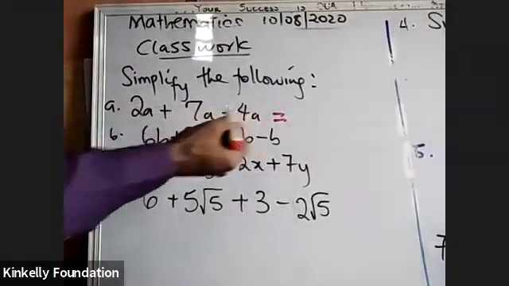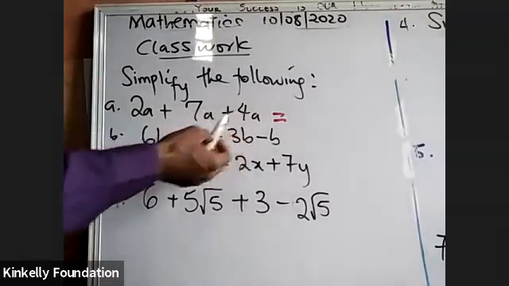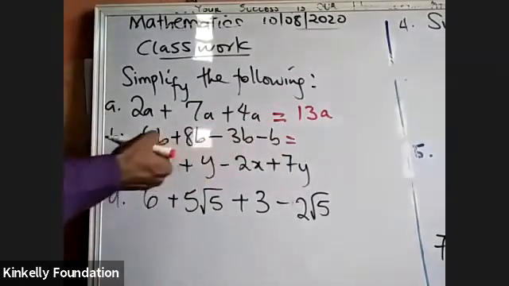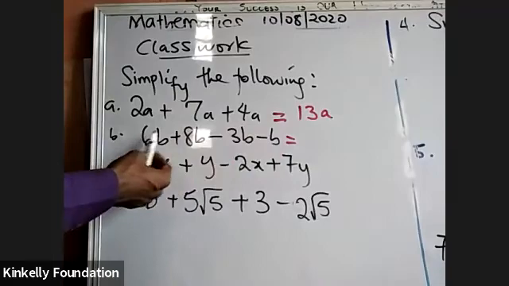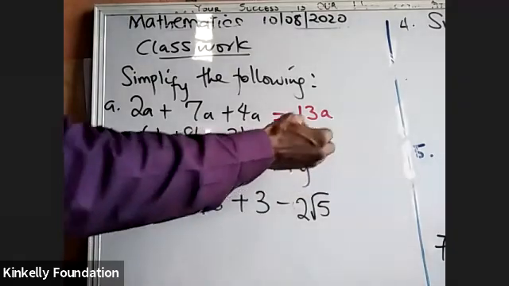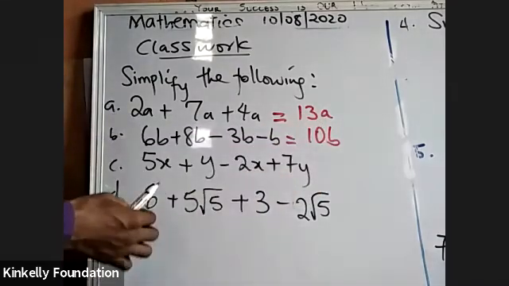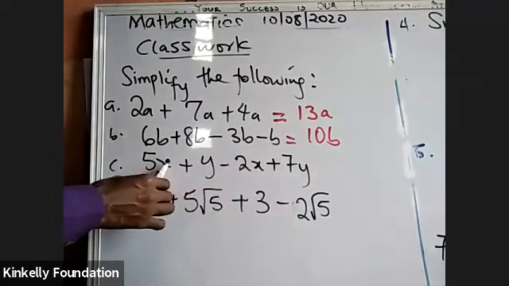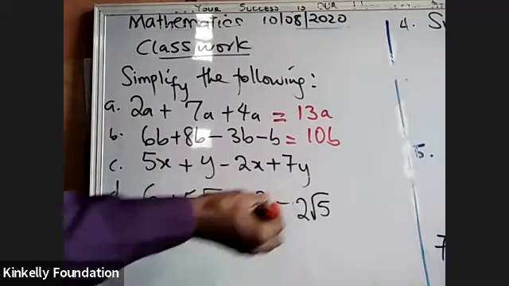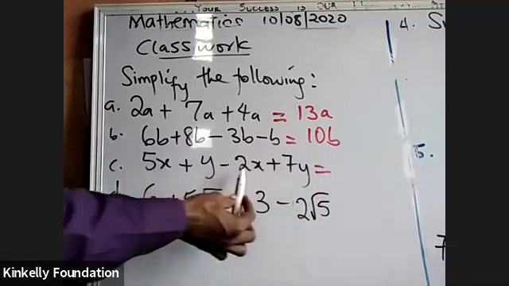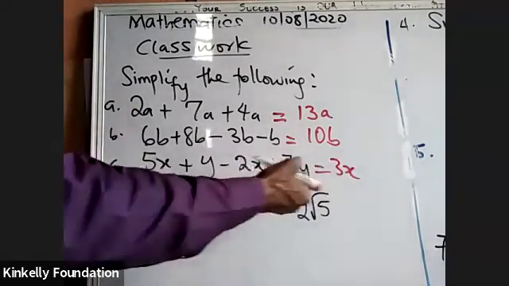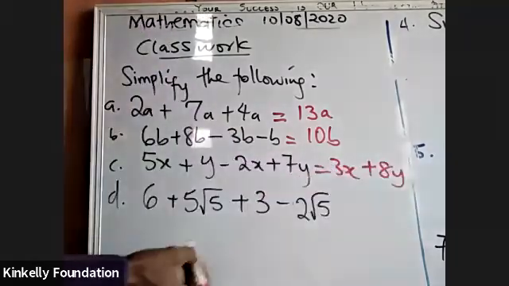All of them are terms in A. So 2 plus 7, 9 plus 4 is 13A. These ones are all terms in B. 6 plus 8B is 14B minus 3B, 11B minus B, 10B. We have two terms here in X and 2 terms here in Y. Let's add the terms in X. 5x plus 2x and minus 2x is 3x. Y plus 7y gives us 8y.